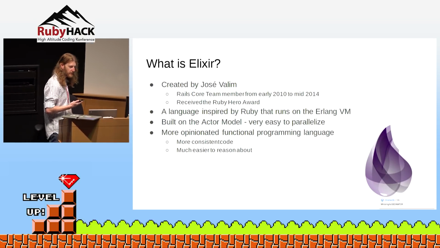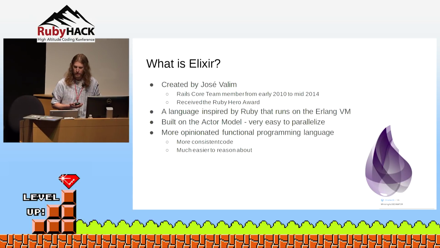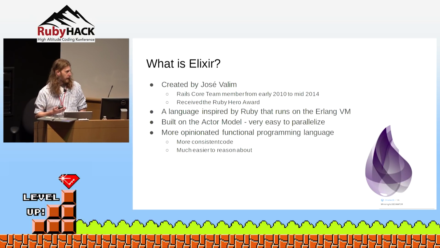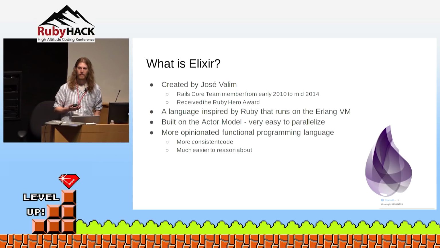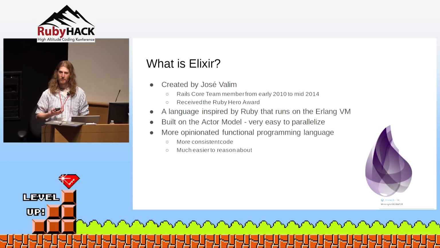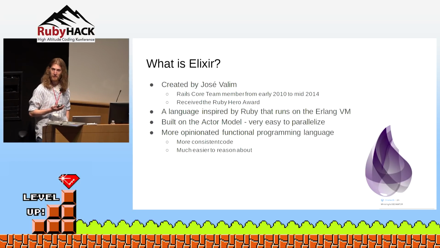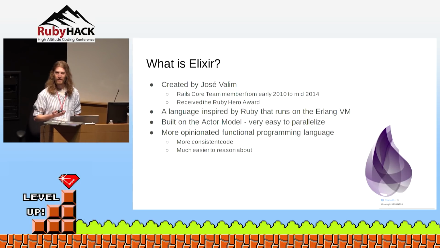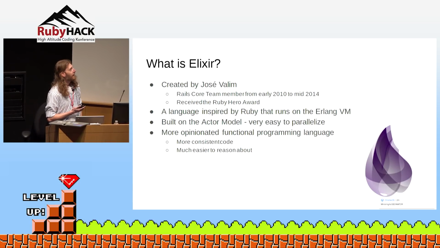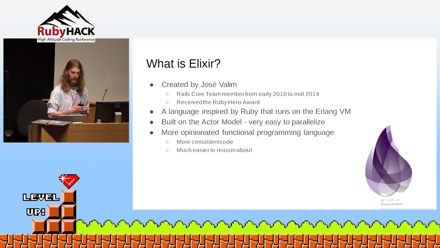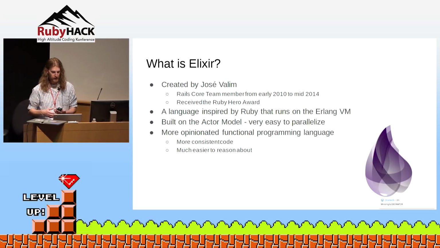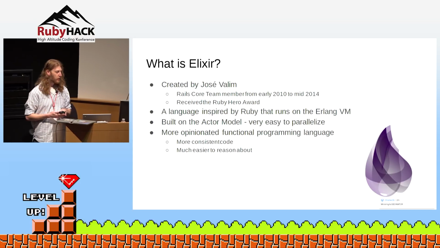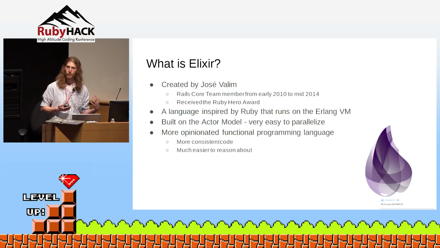So what is Elixir? Elixir was created by Jose Valim, and for any Spanish speakers who think that I just Englished the name Jose, he's Brazilian, so it's pronounced with a J, so shall I throw that out there? Unless there's Brazilians who can correct me and tell me I'm wrong. It's always a risk. Anyway, he was a Rails core team member from early 2010 to mid-2014, and he received the Ruby Hero Award. So the reason why I mention that is that Elixir was very much influenced by Ruby. And you can definitely see that when you start looking at the language itself.